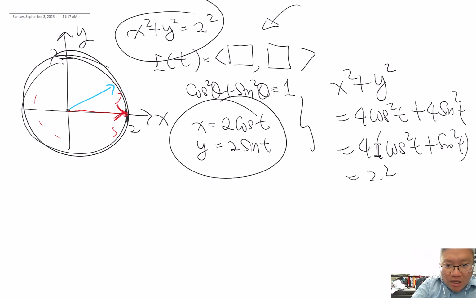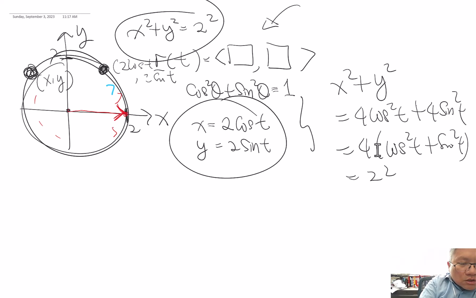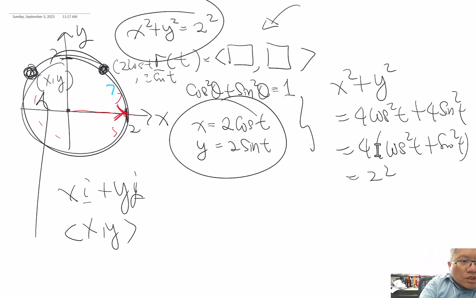So if you write it like this, and think about the positions: the position, if you put 2 cosine t, comma 2 sine t, is going to be the coordinates for the point that's on the circle. And the position vector for this is going to be so many i plus so many j, shorthand notation x, y. So this is going to be the position vector pointing to that.